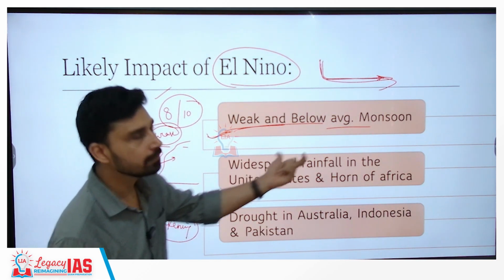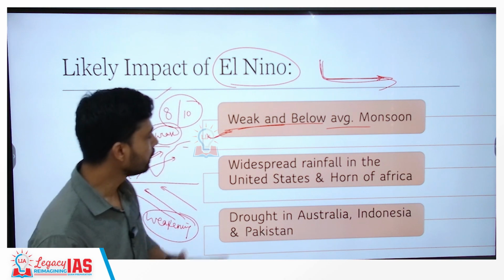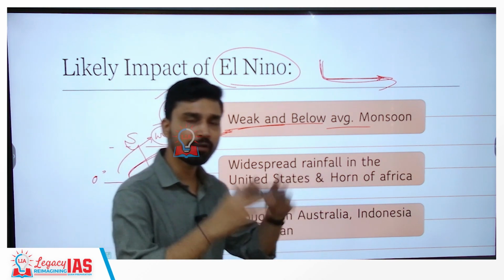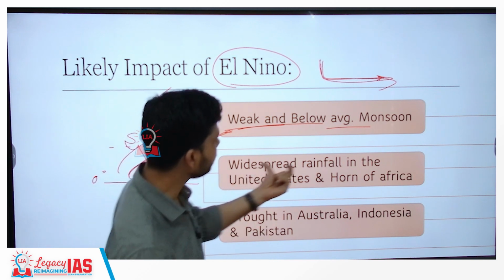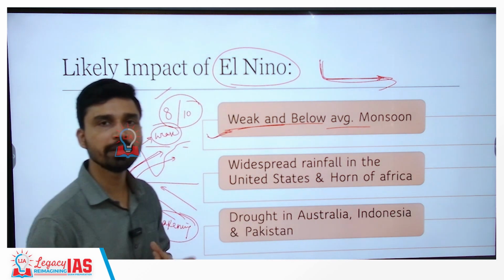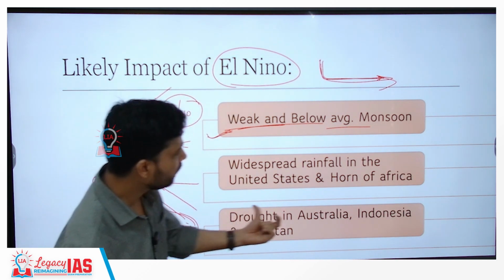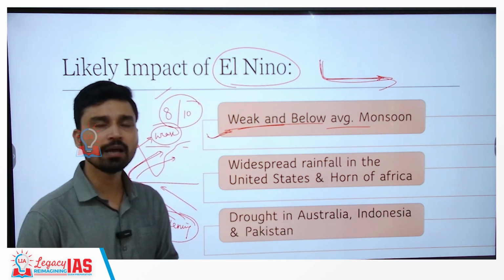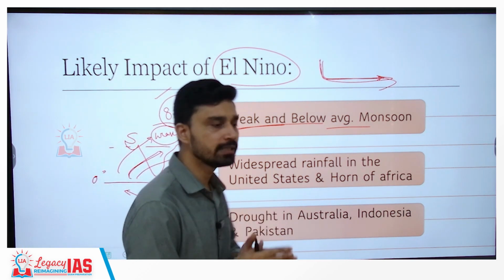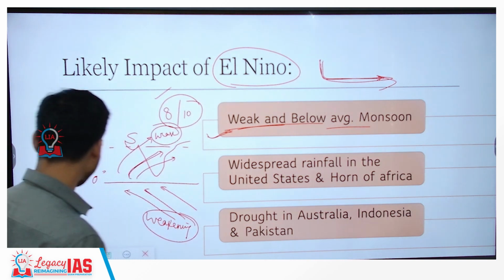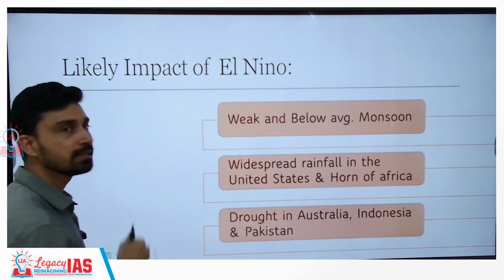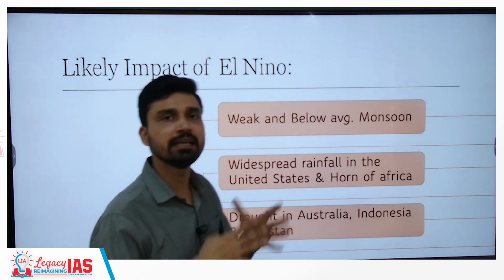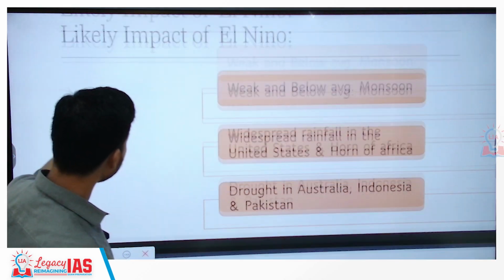Second, obviously, in the Atlantic Ocean along the United States and the Horn of Africa in the Indian Ocean, because here the air is rising up, you will find very heavy rainfall, widespread rainfall, flood-like situations. While in Australia, Indonesia and Pakistan, you will observe a drought-like situation due to low rainfall. So basically, the rainfall is happening at some places in surplus amount, in some places in deficit amount. That is the effect of El Niño.